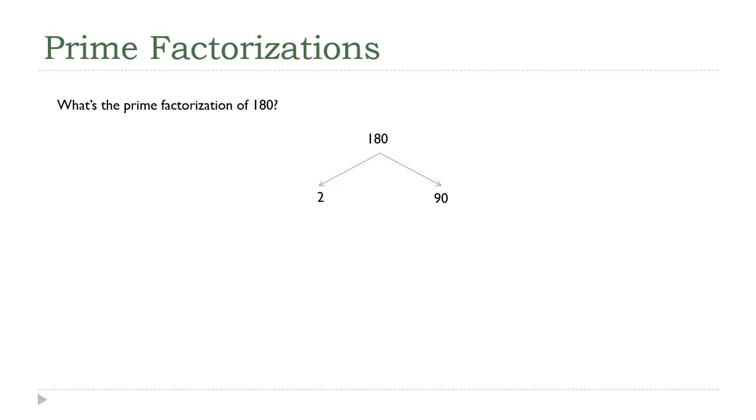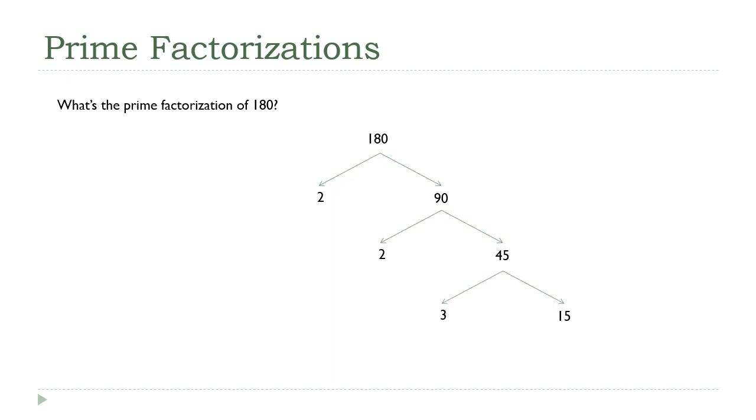So does 2 go into 90? Well, yes. It's 2 times 45. Now I'm a little stuck. 2 does not go into 45, so work your way up. The next prime number after 2 is 3. Does 3 go into 45? Well, yes. It's 3 times 15.